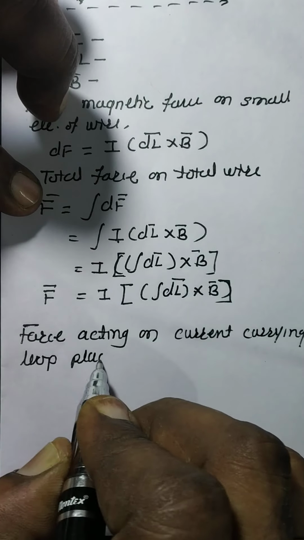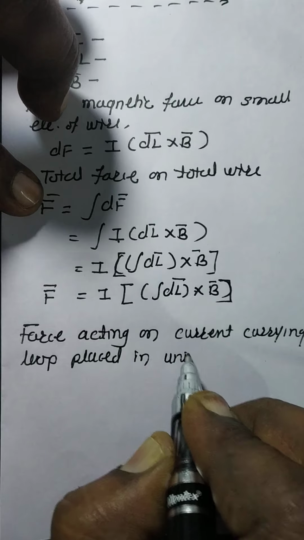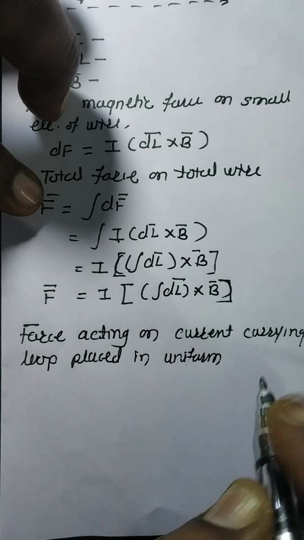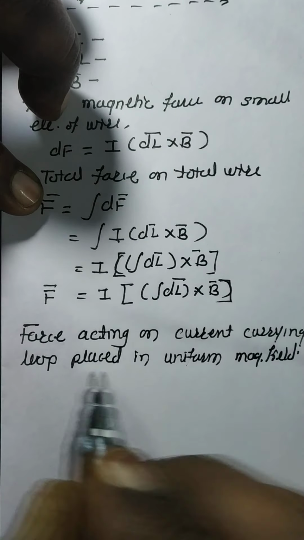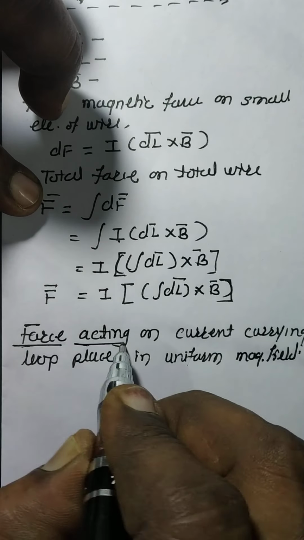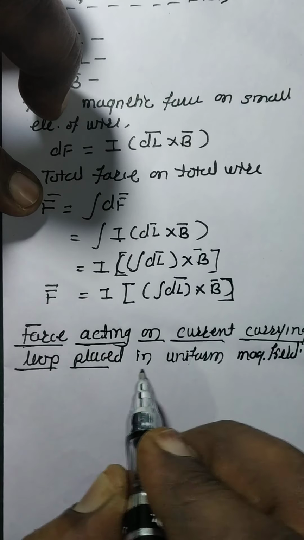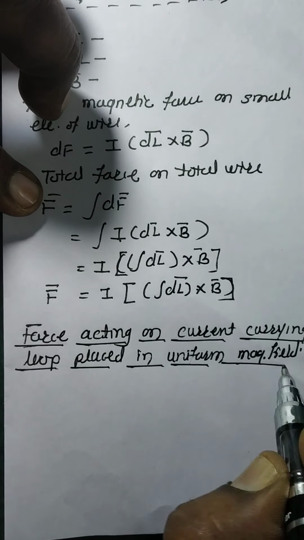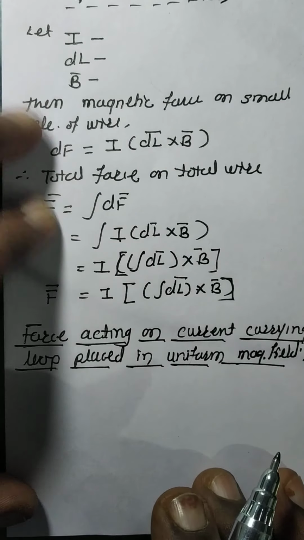placed in a uniform magnetic field. Force acting on a current carrying loop placed in a uniform magnetic field.